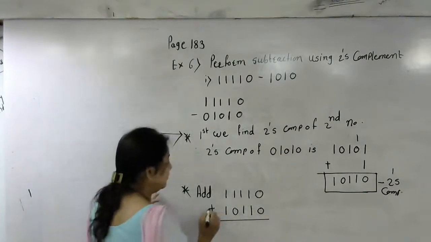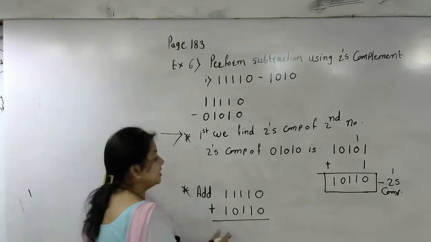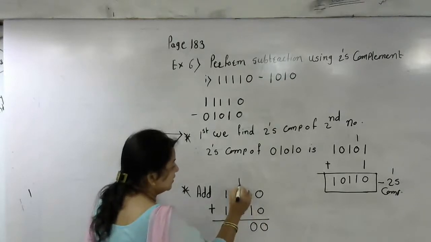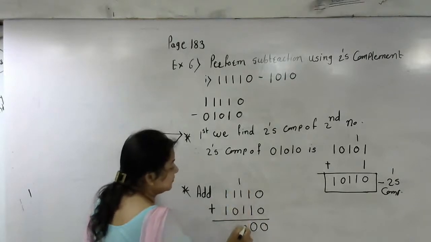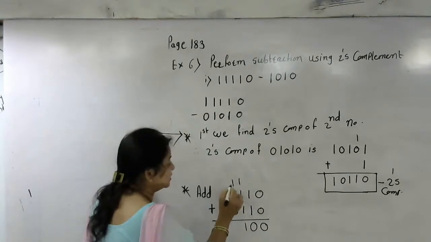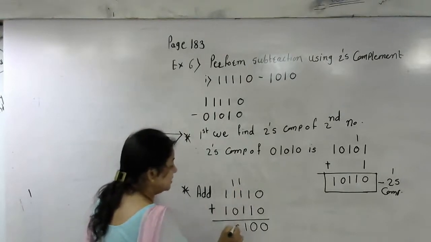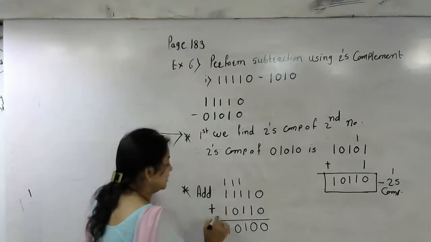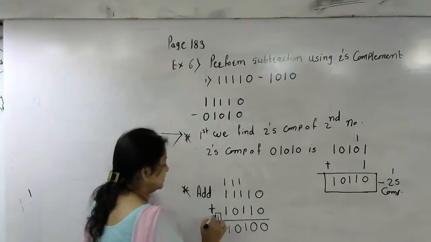So now we have to follow the rules of addition. 0 plus 0 is 0. 1 plus 1, 0, carry 1. 1 plus 1 plus 1, answer is 1 and carry also 1. So 1 plus 1, 0, carry 1. 1 plus 1 plus 1, answer 1 and carry 1.